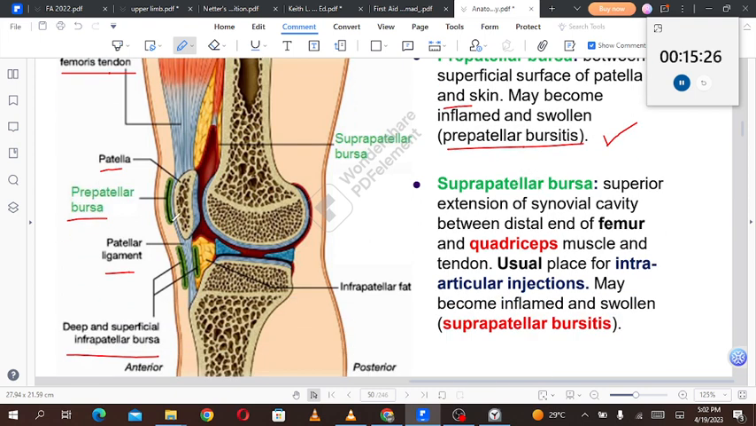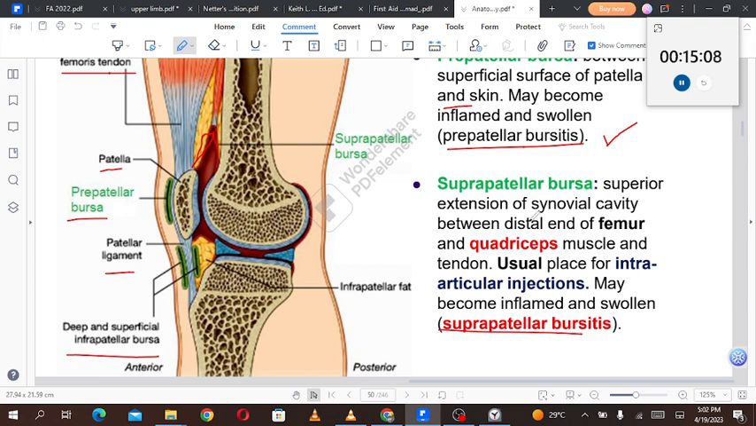Suprapatellar bursa. It is a superior extension of the synovial cavity between the distal end of the femur and the quadriceps muscle and tendon. It is the usual place of intra-articular injections and may become inflamed when swollen, called suprapatellar bursitis. Where is the suprapatellar bursa? This place is the suprapatellar bursa. It is not a bursa per se.